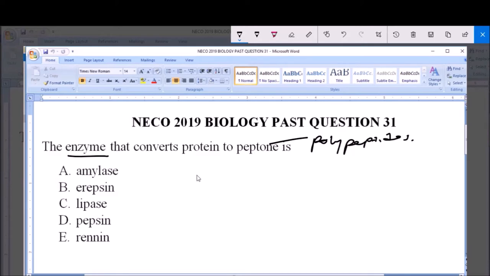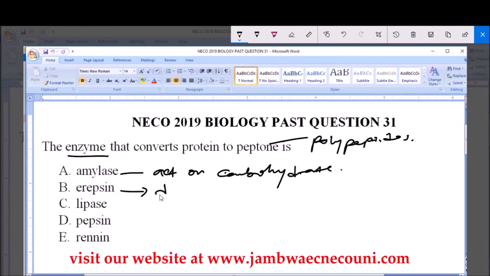Like we know, enzymes are organic catalysts that help to speed up chemical reactions, that is, metabolic processes in the body. Now, option A says amylase. Amylase is usually referred to as a group of enzymes that act on carbohydrates. So, amylase is a general name for the group of enzymes that act on carbohydrate food. So therefore, they do not act on protein. Now, this is erepsin. Erepsin is an enzyme that is located in the duodenum.